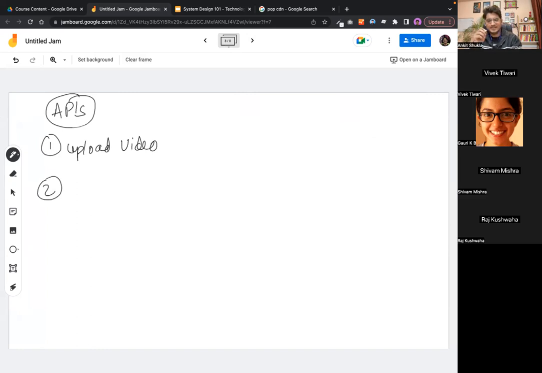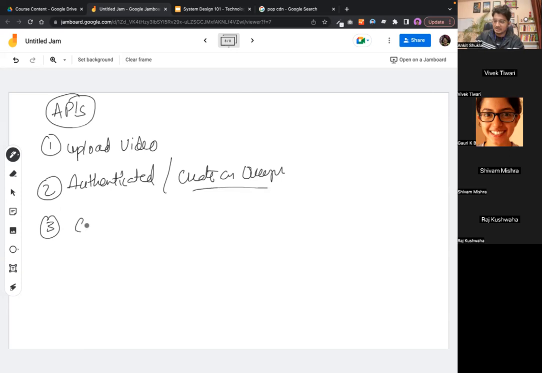I think first would be to authenticate or authorize the user. Could that be the first? Yes, authentication could be one thing. Create an account. I would say authentication and create an account into one thing, as these are mostly part of authentication. Comment could be one thing. Yes, comment could be one thing. Add, delete, update comment.